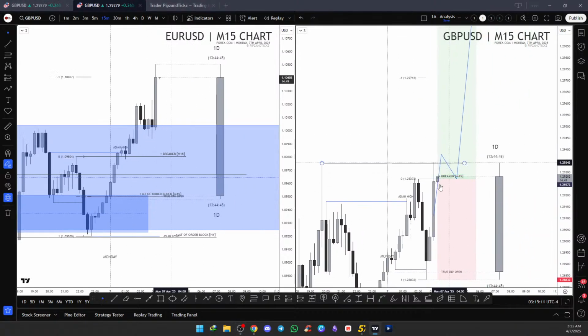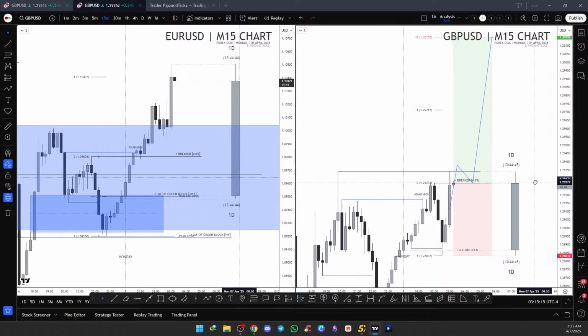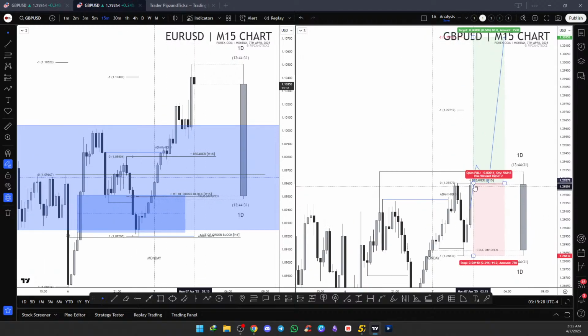Okay guys, we don't have a close above the breaker here, but I'm going to take this entry because I think this is valid. If we had a close above this breaker here, it would have been really high probability, but that doesn't mean that this is going to be a low probability one. This may not be high probability, but this is acceptable. So I'm taking a long from this point onwards, this breaker here at this candle.